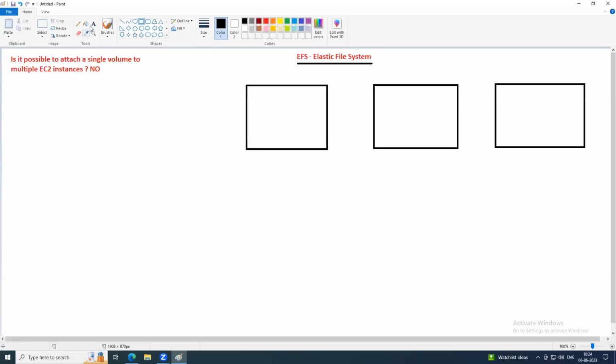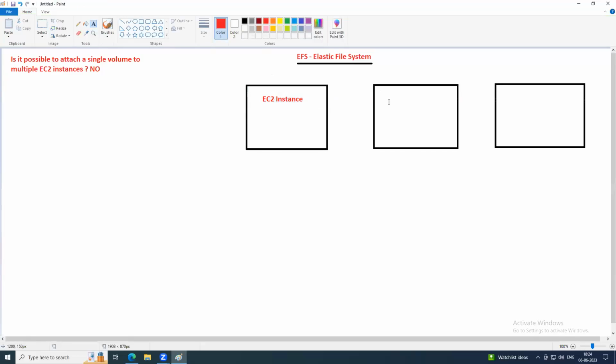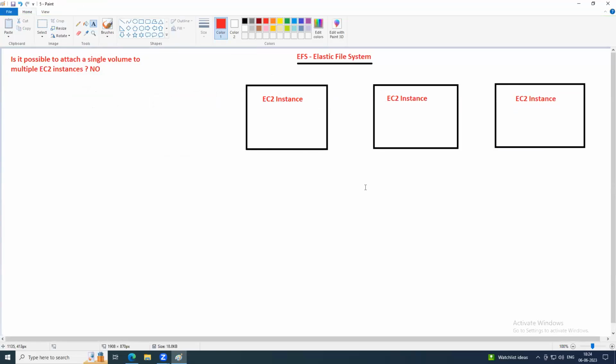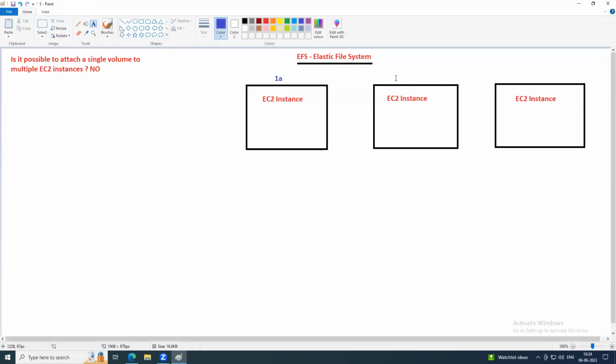So we have 3 EC2 instances. This is an EC2 instance, this is another EC2 instance. I haven't discussed the topic yet. Gopi, listen to this, okay? We have these EC2 instances: the first in 1A, the second in 1B, and the third in 1C. So I have EC2 instances in 3 different availability zones.